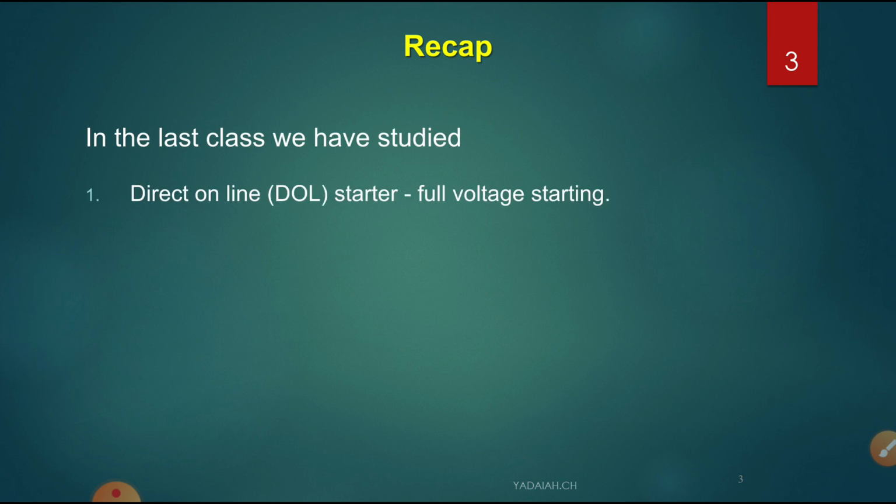Let us recap what we've seen in previous classes. We have seen the direct online starter. This can be used for full voltage at the time of starting. That's why it is limited to less than 5 HP squirrel cage induction motors.